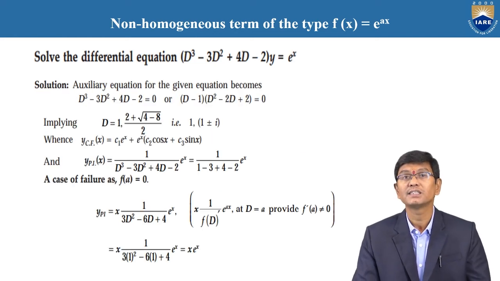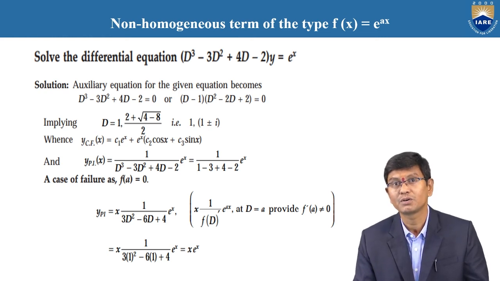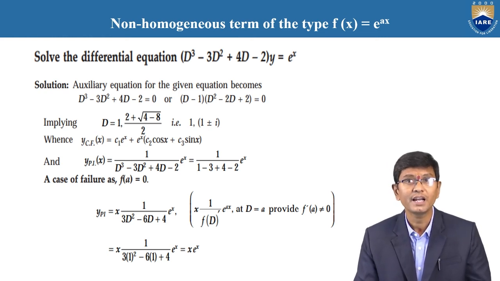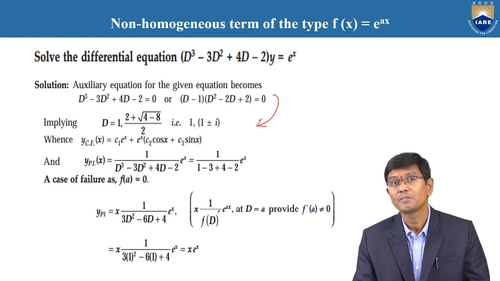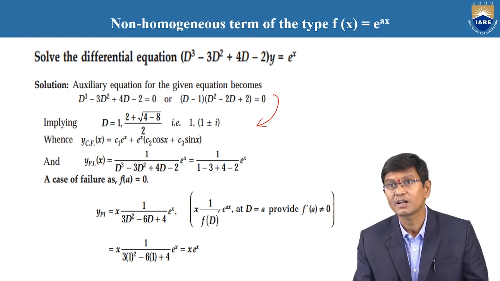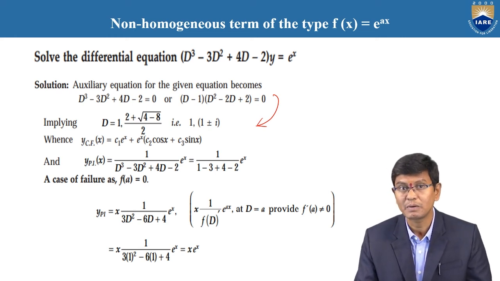Now we need to discuss solving the differential equation (D cube - 3D square + 4D - 2) y = e power x. Again here, while solving in operator form, using the auxiliary equation, the roots of the equation are 1, 1 plus or minus i. Therefore, 1 is real and different, and 1 plus or minus i is complex.